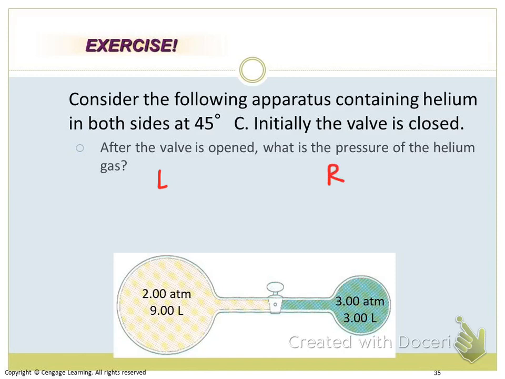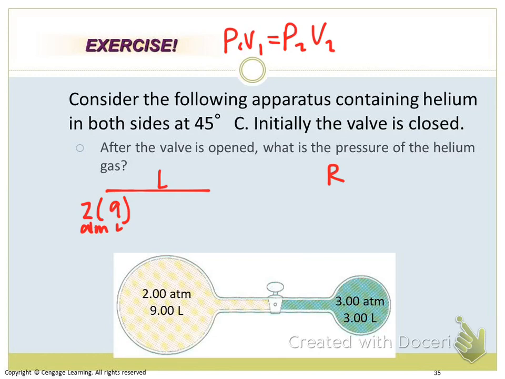Even though it's the same gas. On the left side, my initial pressure is 2. My initial volume is 9. Do you see what equation I'm using? P1V1 equals P2V2. Initially on the left side, my pressure is 2 atmospheres, 9 liters. After the valve is opened, I want to find out what's the pressure on the left side. It's still going to be one container, but we're just looking at what's happening to this yellow helium gas after the valve is opened. So what's my new volume after the valve is opened?